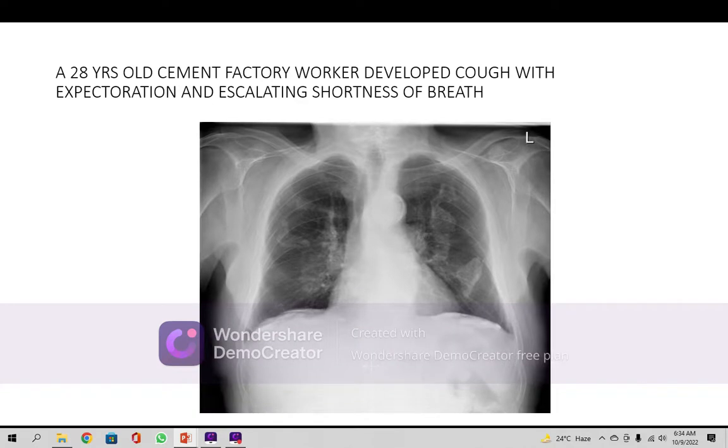And the first X-ray was given to you: a 28-year-old cement factory worker developed cough with expectoration and escalating shortness of breath. You know, he's a factory worker and he has got NYHA, that is New York Heart Association, classification class 2+ breathlessness.